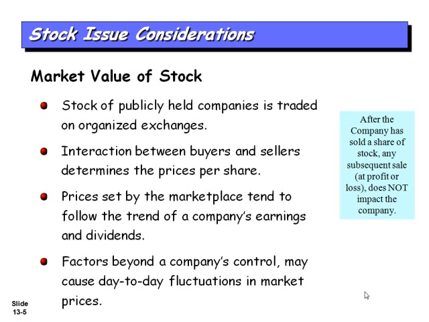The publicly held company's stock is traded in organized stock exchanges. The most commonly known one is the New York Stock Exchange. There's also the NASDAQ and the American Stock Exchange. Each of those stock exchanges has a little different portfolio in it. NASDAQ has, for example, a higher percentage of technology stocks. That is where the buyers and sellers interact. That is where the price per share is negotiated. And of course, the prices fluctuate based on the company's earnings per share and dividends.